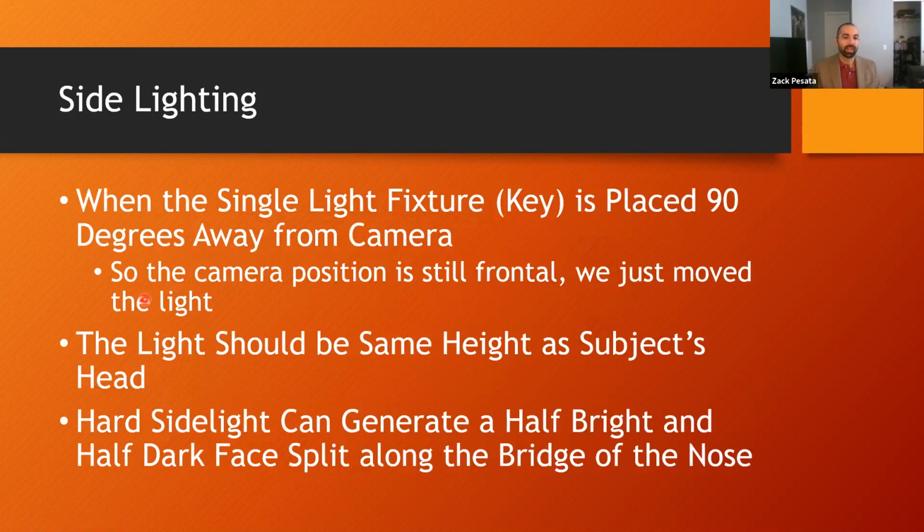Then we have side lighting. And I'm not going to read over the entire thing here, but side lighting is just if you place the light fixture on a profile. So if the camera is still placed in front of the subject, but then you place the light on the side of them, on either side.